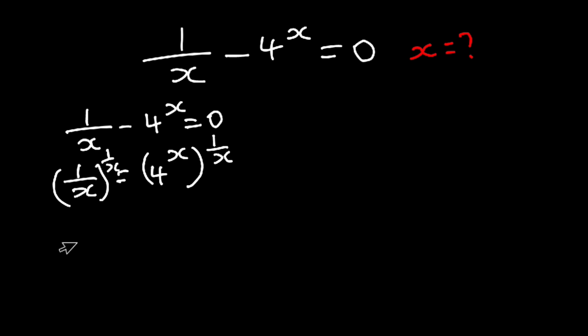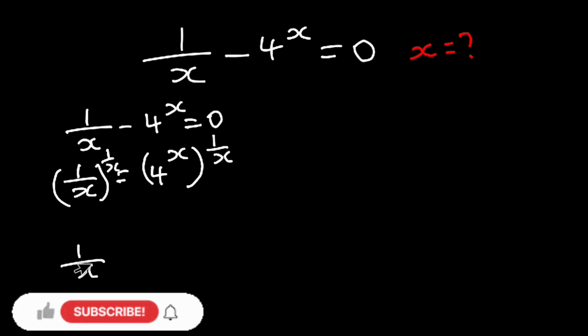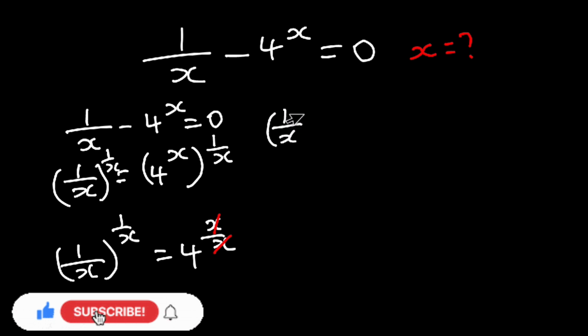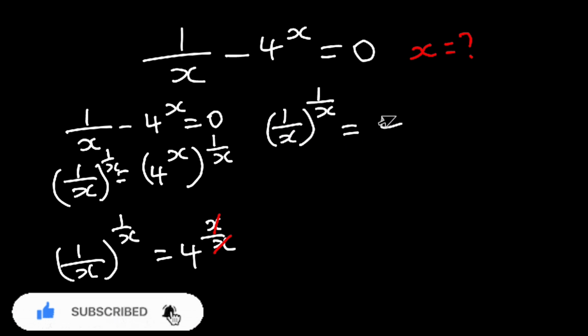So we're going to have 1 over x to the power of 1 over x equals, we have 4 to the power of x times 1 over x, which is x over x. Now this and this are going to cancel. We'll be left with 1 over x to the power of 1 over x equals 4.